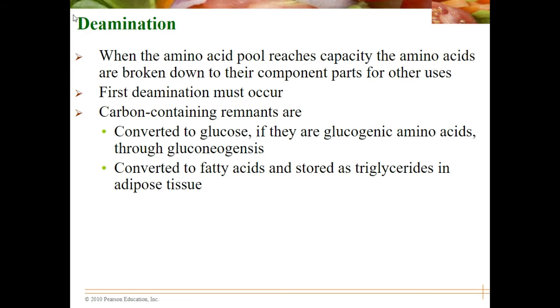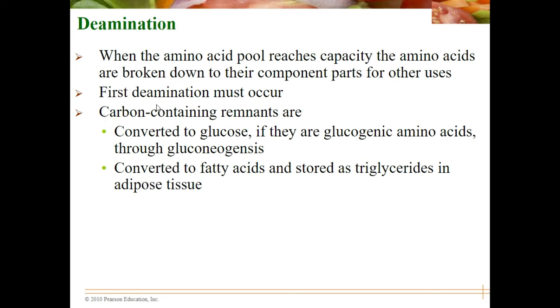Amino acids must be deaminated first. Okay? So it's done through the process of deamination. Deamination is a process of removing the nitrogen atom. That's it. You just remove the amino group part. And what remains is called the carbon skeleton. And that carbon skeleton is now used to make glucose. Or that carbon skeleton is shuttled into the Krebs cycle in order to form ATP. Okay?